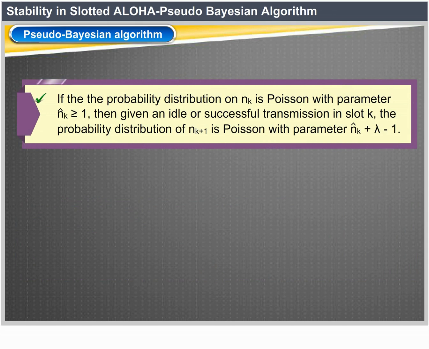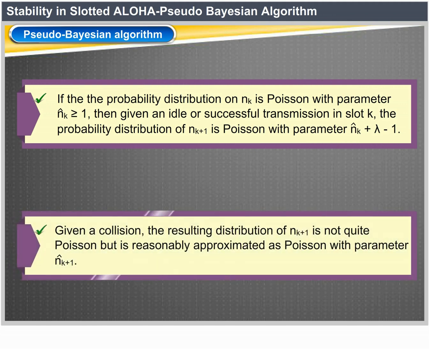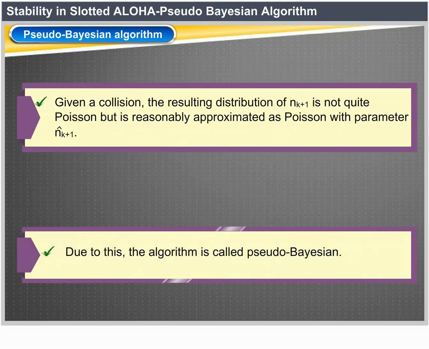If the probability distribution of n_k is Poisson with parameter n̂_k ≥ 1, then given an idle or successful transmission in slot k, the probability distribution of n_(k+1) is Poisson with parameter n̂_k + λ - 1. Given a collision, the resulting distribution of n_(k+1) is not quite Poisson but is reasonably approximated as Poisson with parameter n̂_k + 1. For this reason, the algorithm is called pseudo-Bayesian.